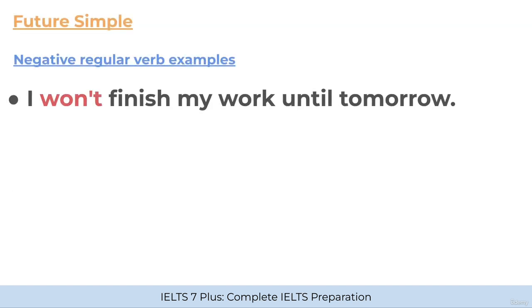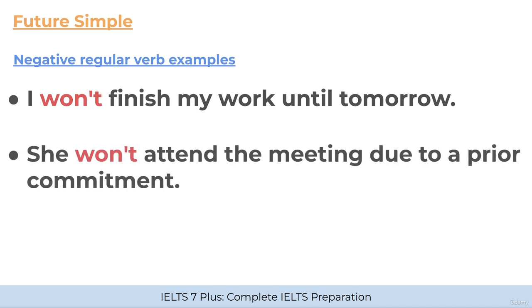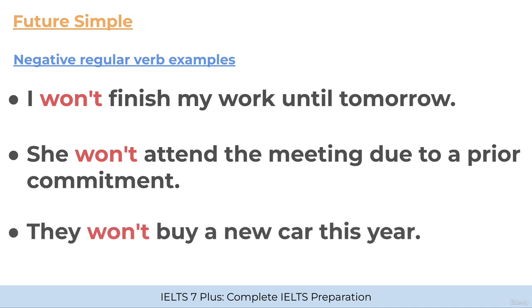So let's see this with regular verbs. I won't finish my homework until tomorrow. She won't attend the meeting due to a prior commitment. They won't buy a new car this year. Okay, so you can see how these are all examples with that contracted form of will not.